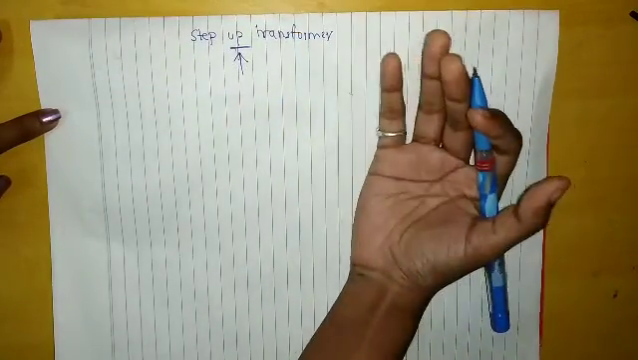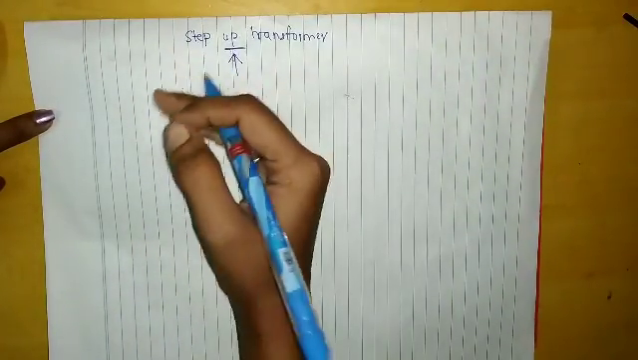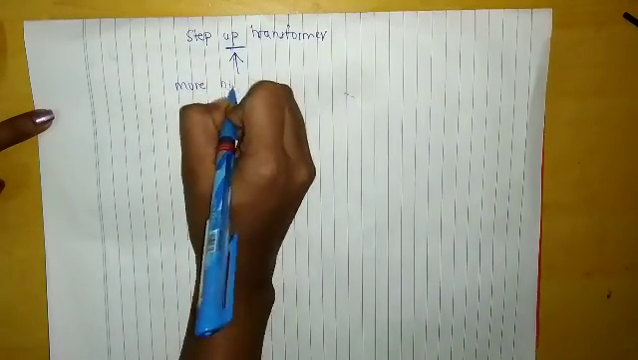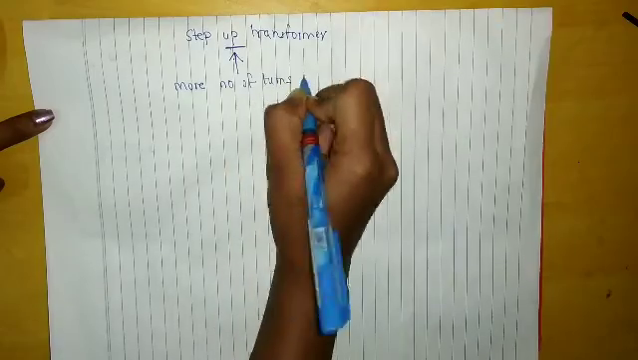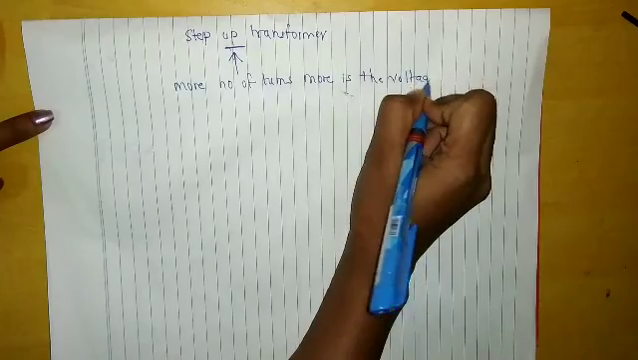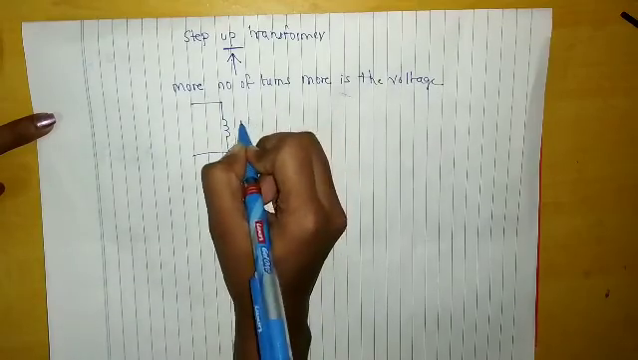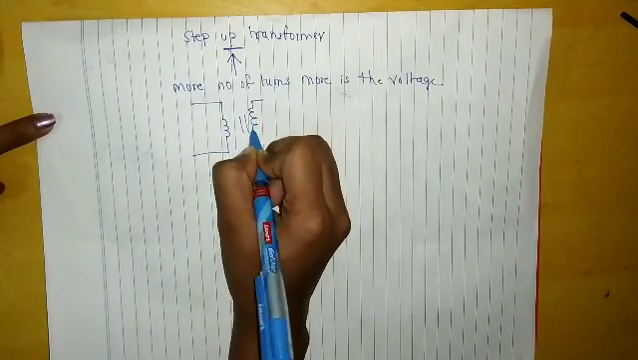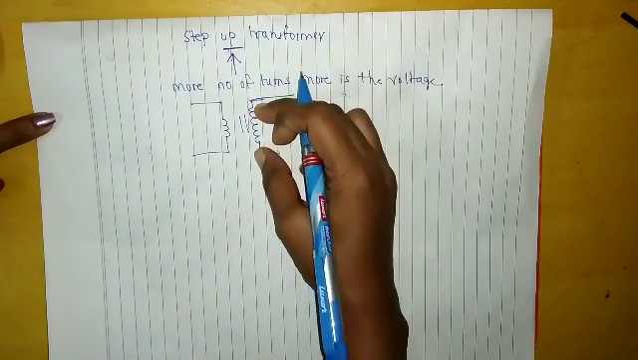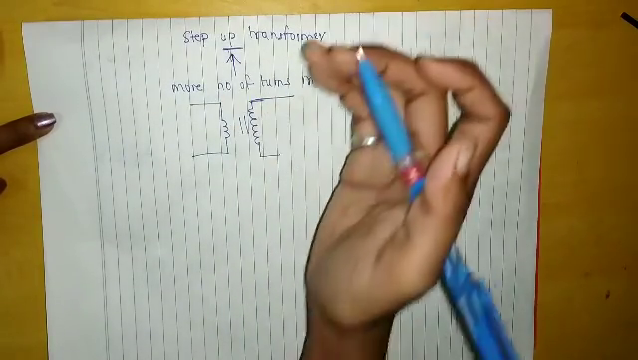So how are we going to increase it? We know the basic concept that the more the number of turns, the more is the voltage, right? Here also we have two windings, primary and secondary. Whenever on the output side, the secondary side, we increase the number of turns, what will happen? Our output voltage will also increase, right?